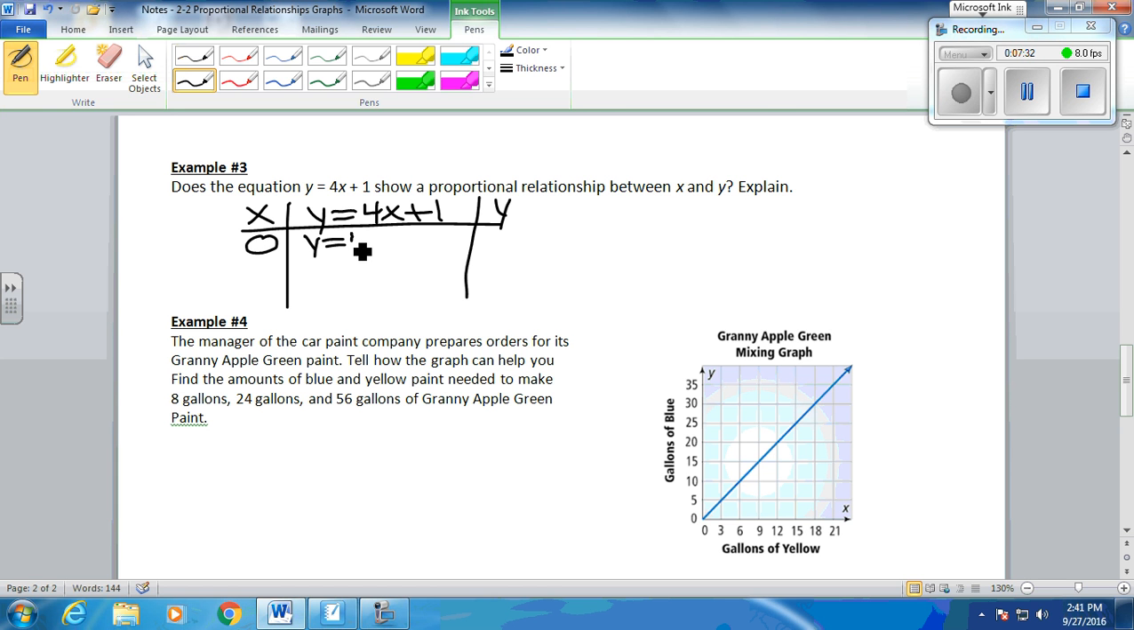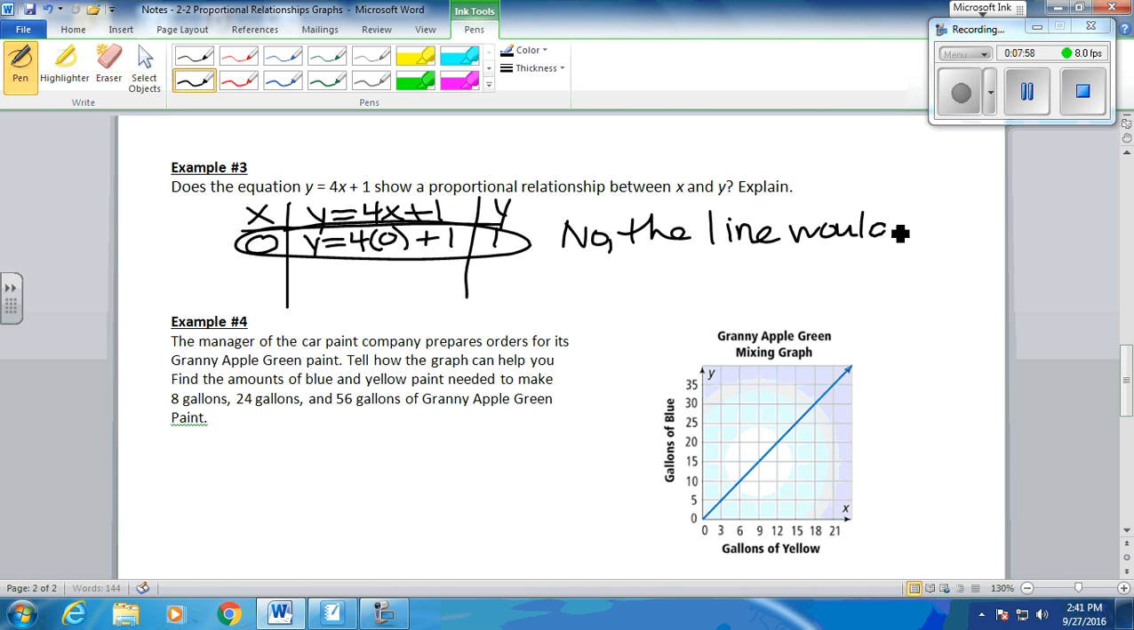So when I substitute in here, y equals 4 times 0, order of operations says to do the multiplication first. So 4 times 0 is 0, plus 1 gives me 1. Since my coordinates would now be 0, 1, that does not pass through the origin, so y equals 4x plus 1 does not show a proportional relationship. No. The line would not pass through the origin. That doesn't mean that it wouldn't necessarily be a straight line, but since it doesn't go through the origin, it's not proportional.